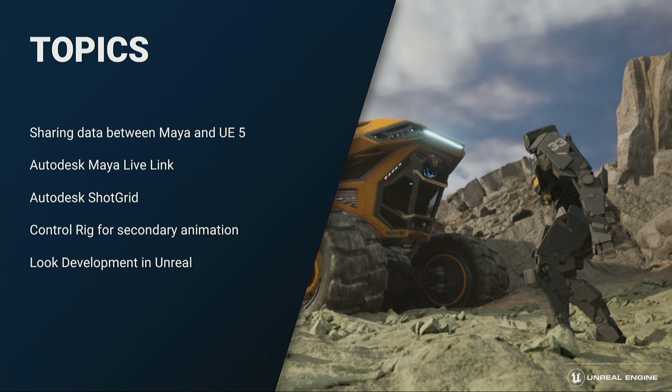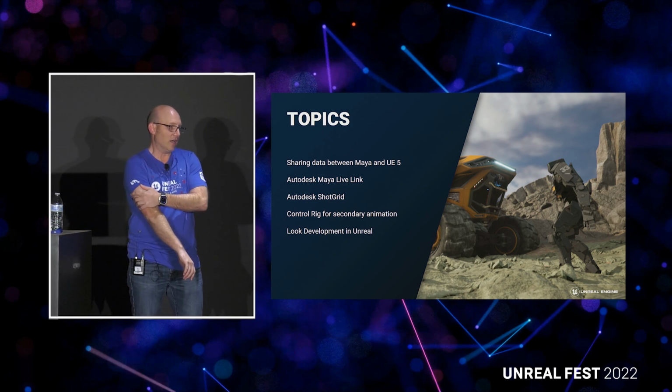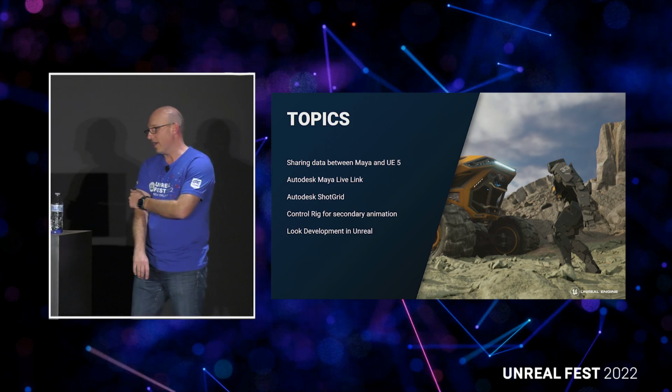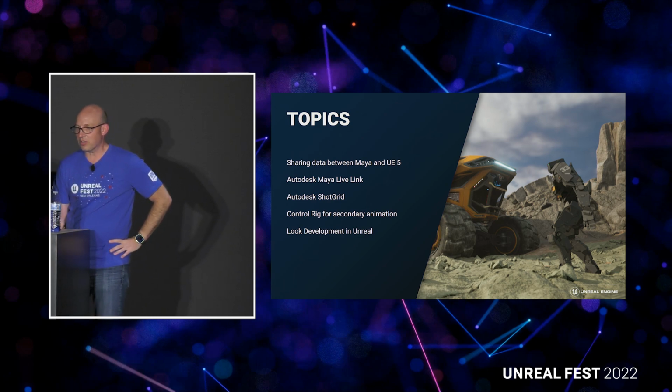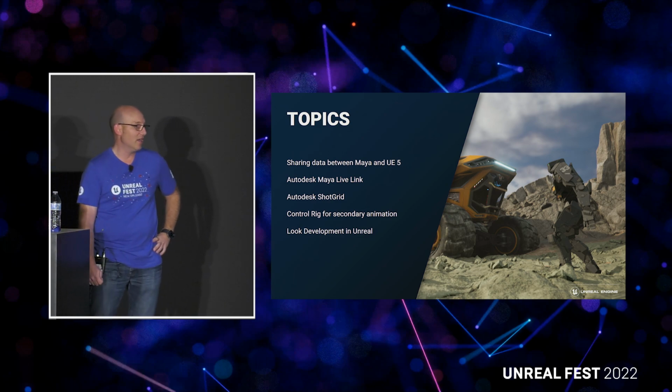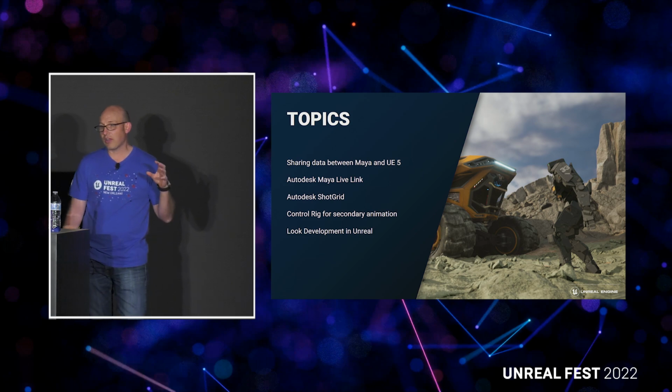So what we're going to be looking at today are a couple things. We're going to be sharing some data between Maya and UE5. We're going to be talking about Maya Live Link. It continues to evolve. Autodesk has taken over the reins of the Maya component of that. So in 2023.1, you can now run version 2.1 of the plugin, which has got some pretty cool stuff that I'll be highlighting today. We'll talk about ShotGrid very briefly.